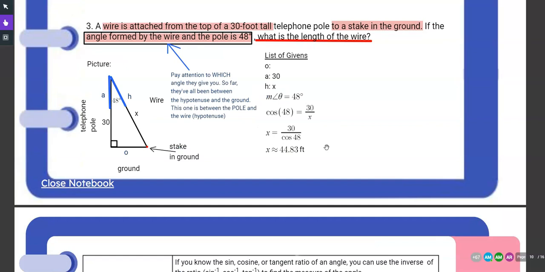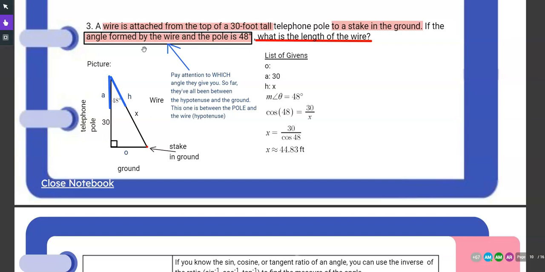Number 3, a wire is attached from the top of a 30-foot telephone pole to a stake in the ground. If the angle formed by the wire and the pole is 48 degrees, what is the length of the wire? And you need to pay attention to which angle they're telling you you have. Before, we had the hypotenuse and the ground, but this is between the pole and the wire, which is the hypotenuse. Because the wire is connected from the top of a pole to a stake in the ground.